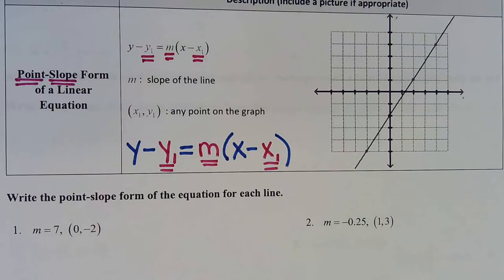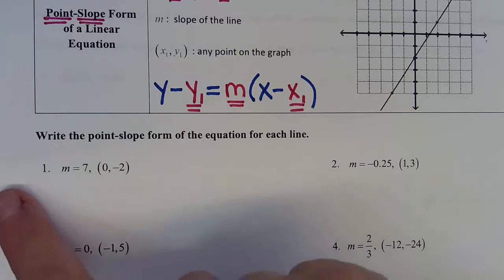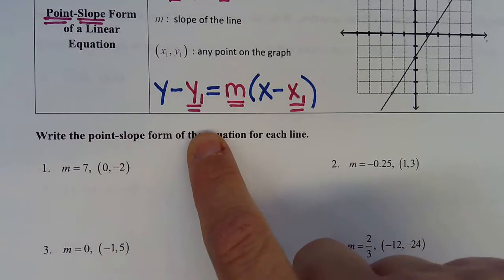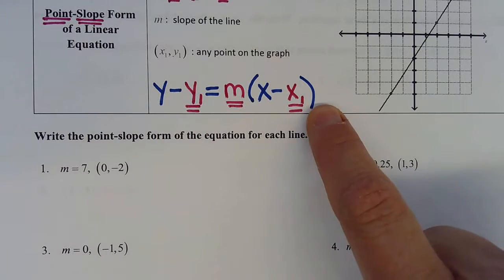So I'm going to jump straight into examples because I think sometimes it gets confusing if I try to really go into what this all is. Let's just show you really what you're going to be doing today. So for number 1, in these examples, it says write the point slope form of the equation for each line.